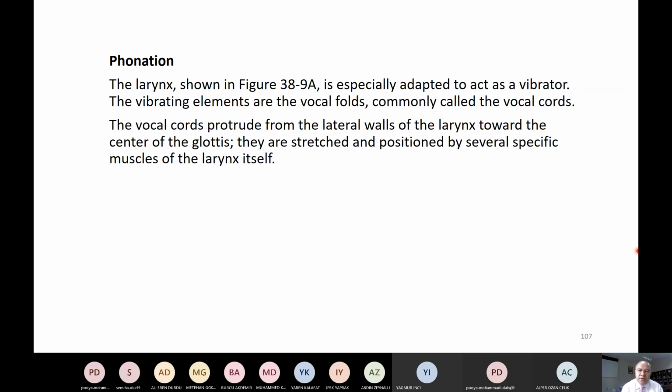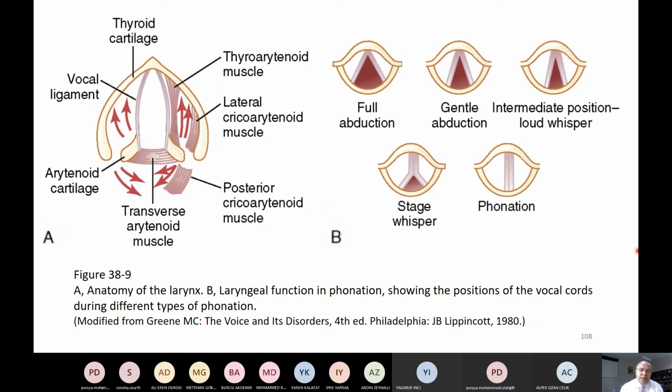In the larynx, there are vibrating elements. We call them vocal cords. The vocal cords, on the lateral walls of the larynx toward the center of the glottis, are stretched and positioned by several specific muscles of the larynx itself. These are the vocal cords. You see them here. They're located between the thyroid cartilage and arytenoid cartilage. There are many muscles here, transverse and thyroarytenoid and lateral cricoarytenoid muscles.